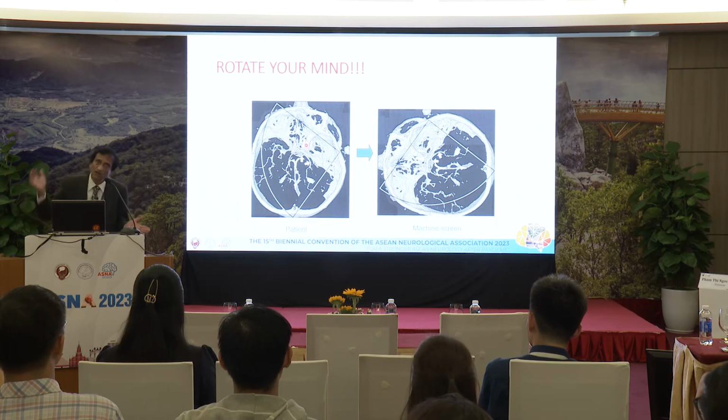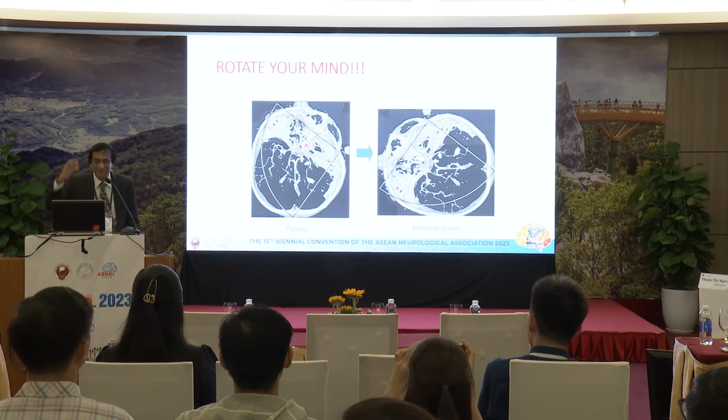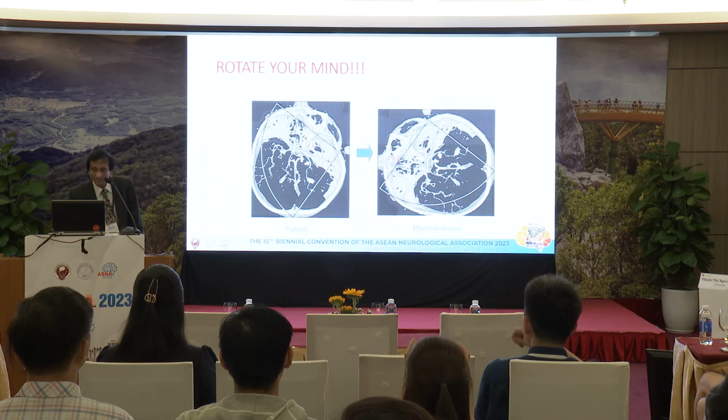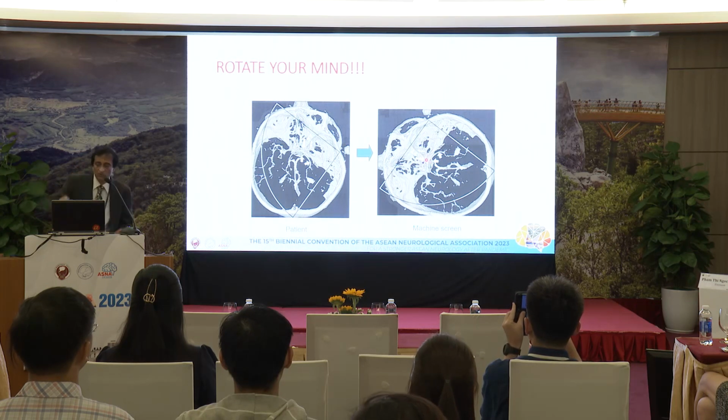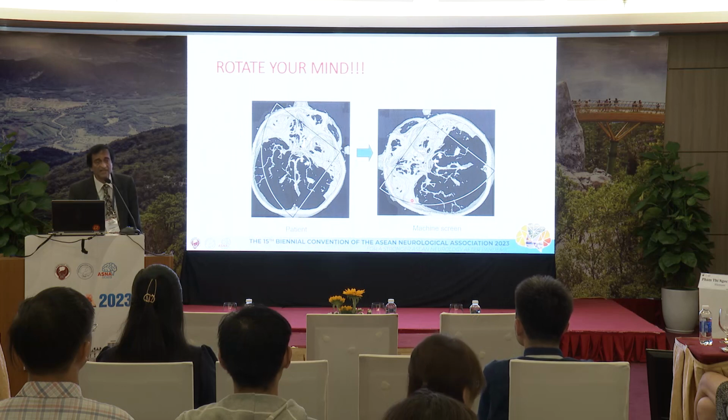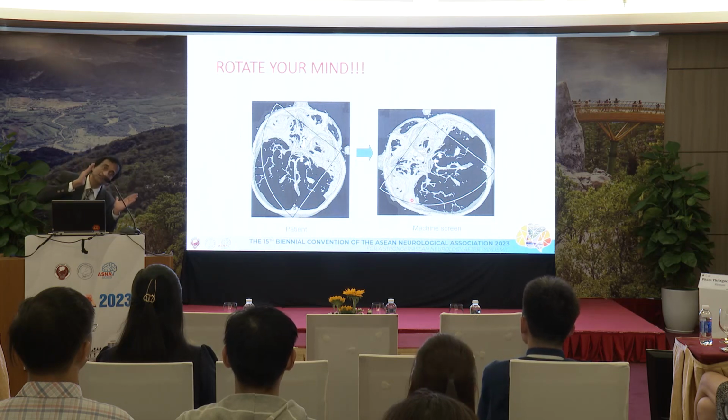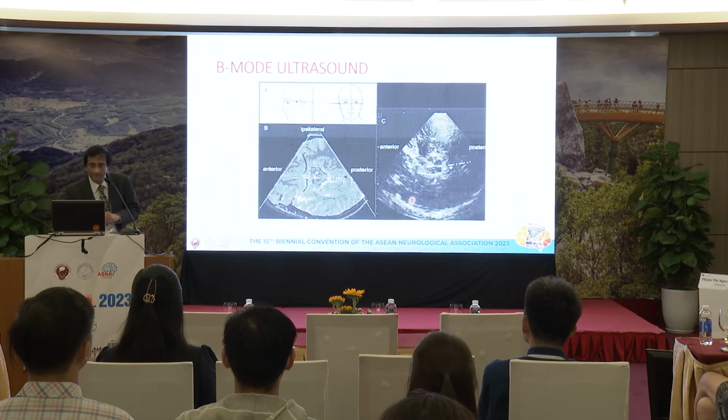But the machine is on one side. So you must twist your mind, rotate your mind, to know that what you're doing here, you're seeing the same vessels. You're seeing anterior cerebral, middle cerebral, posterior cerebral in the machine tilted onto one side. So the patient is like this, but on the screen it is like this. So you must rotate your mind, the patient lying on the side.